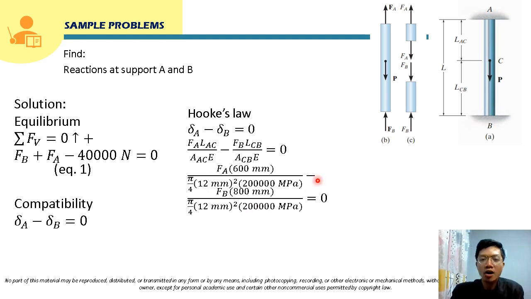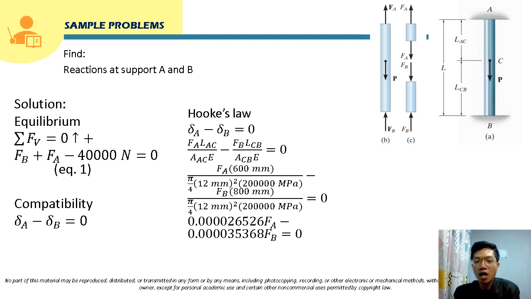Okay, minus for this, FB, that is unknown, times 800 millimeter, that is the length CB, over pi over 4, 12 millimeter squared. So this is the same area. Okay, and then times the modulus of elasticity, this is also the same. So this will be equated to 0.